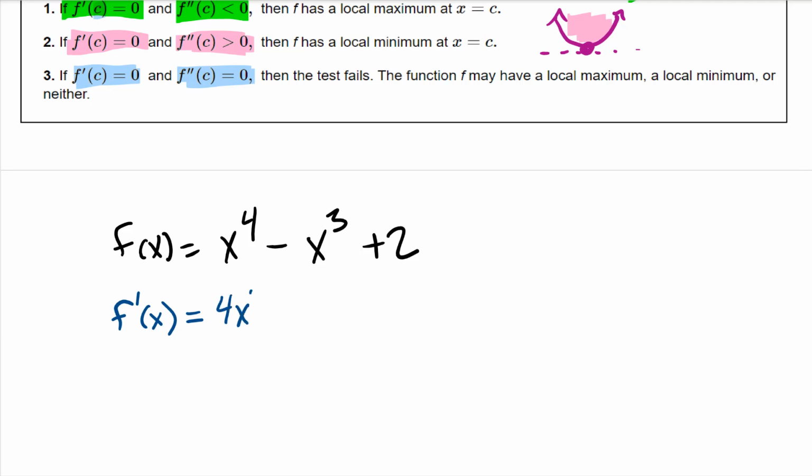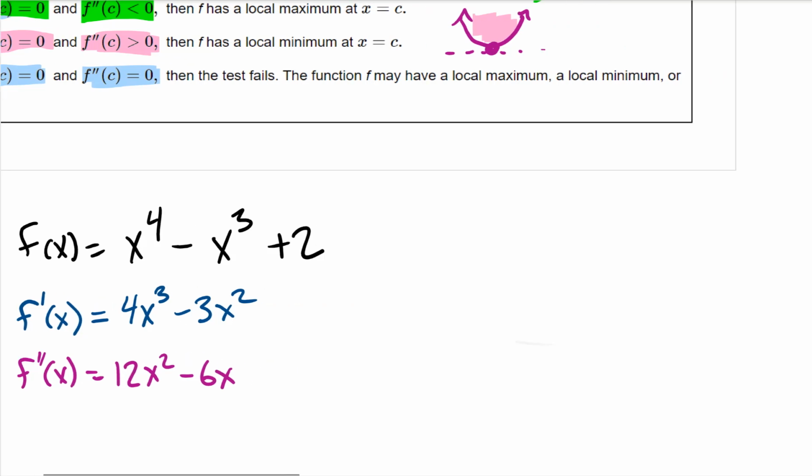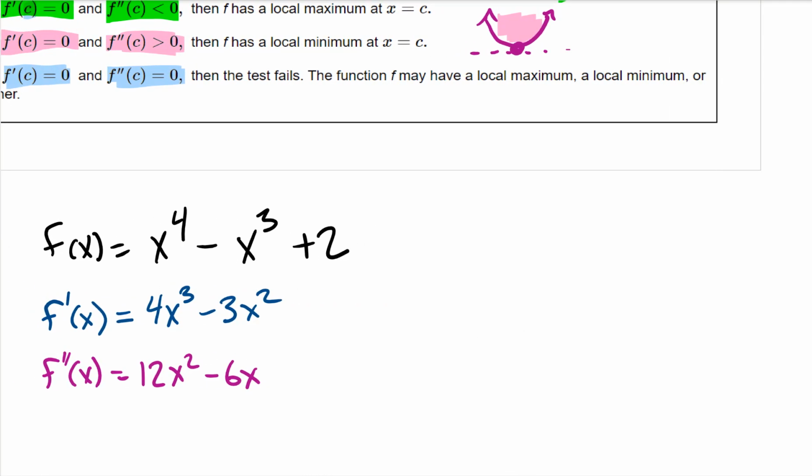What do we get? 4x cubed minus 3x squared. That's done. We don't need to do anything else there. And now let's just take a second derivative just to find out where we're at. And this becomes 12x squared minus 6x. Cool. Well, we could certainly find out where the second derivative equals 0, but we don't care about that. So we've just taken it.